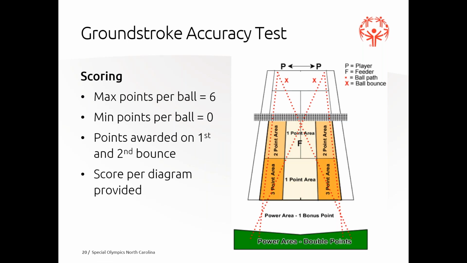Once those are recorded, the athlete will then complete the cross-court balls. The feeder standing in the middle of the court will feed 3 balls to the forehand and 3 to the backhand, alternating each time. The athlete will be scored based on the set point areas.